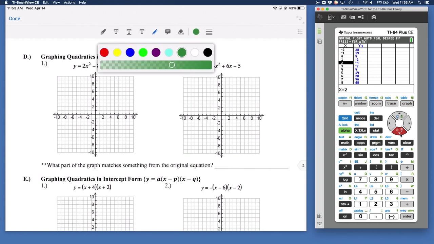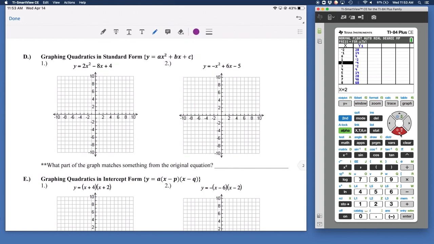Once you have those table of values, you're just plotting points. So I would maybe start with this first point at 0, 4. And then go to the next one: you've got 1, negative 2. And then I've got 2, negative 4. And then I have 3, negative 2. And I've got 4, 4. That's enough for us to see what's happening with our graph.